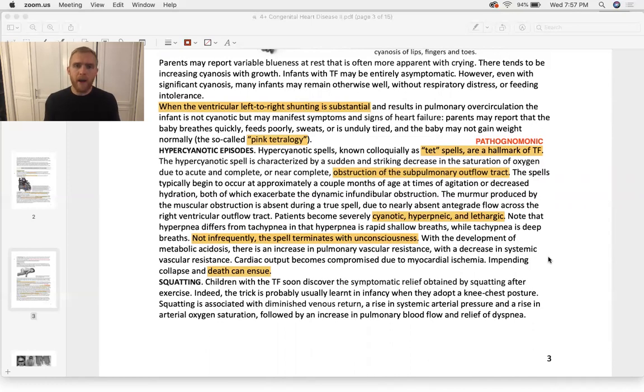Patients will become cyanotic, so blue, basically. Hyperpneic, which means that they'll be breathing rapidly and shallowly too, and lethargic, so they might just pass out of nowhere. TET spells are particularly important to catch quickly and recognize right off the bat because they might result in death if they're uncorrected.